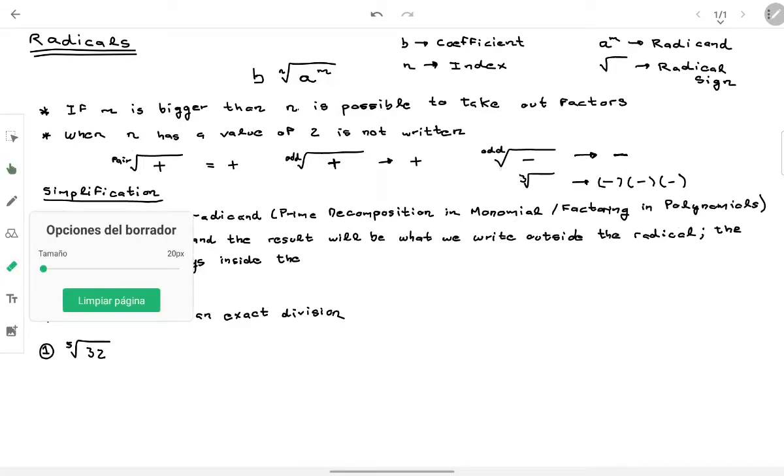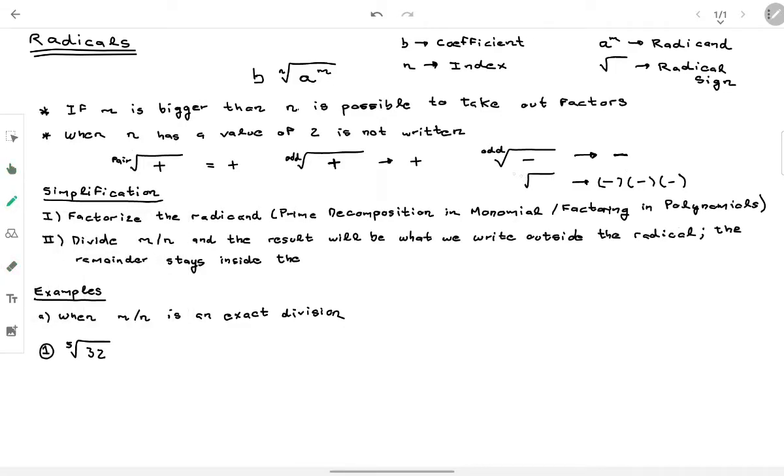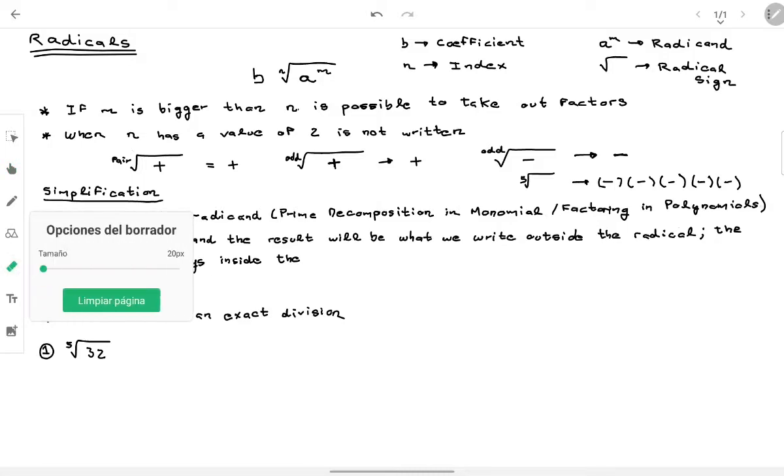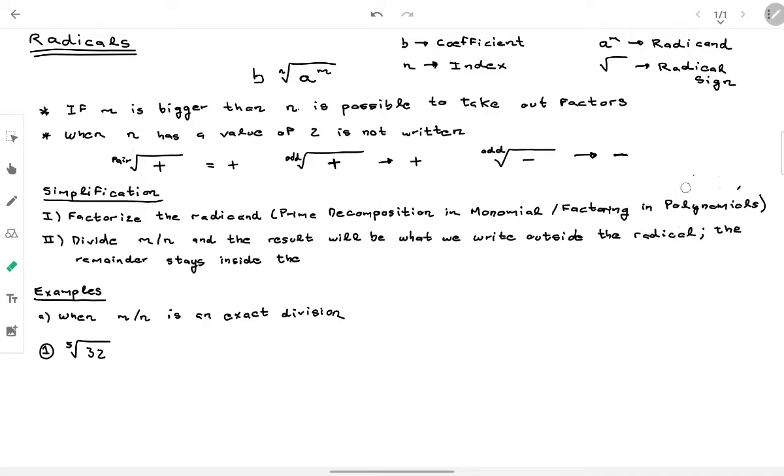What happens also if this one is an index of 5? That means it's going to be a number multiplied by itself 5 times. Negative multiplied by negative is positive. Multiplied by negative, it's going to be negative. Multiplied by negative, it's going to be positive. Multiplied by negative, it's going to be negative. So if we have an odd index of a negative term, the answer is going to be negative.